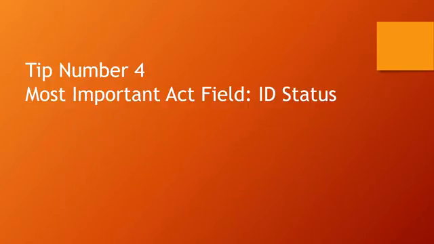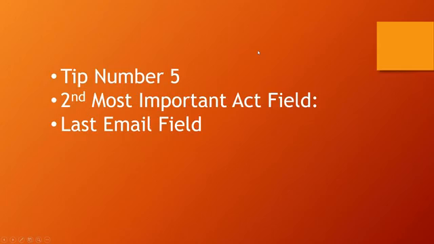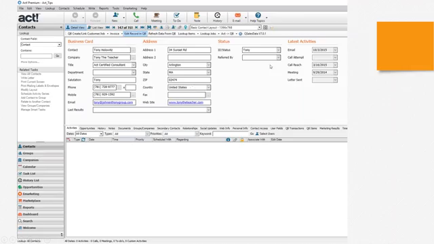So the next thing about ACT, the most important field in ACT, in my opinion, is the ID status field. Now, when you look at ACT, ACT has all kinds of fields. They have fields where you have the contact, company name, title, department, and you can customize this to add things to it. So when you look at ACT and you put all this information in, the field that I feel is most relevant is the ID status. And the ID status is right here. So that's the ID status.